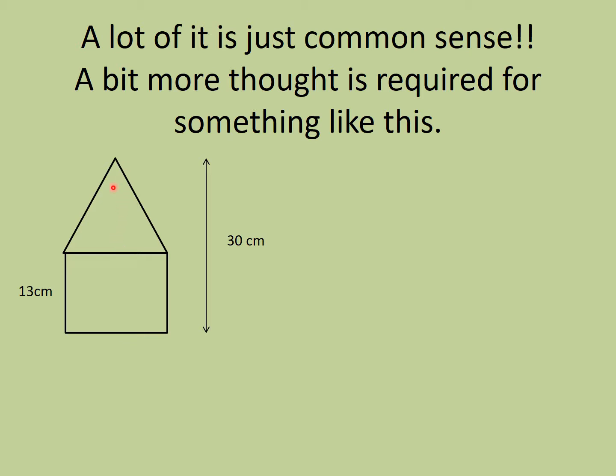But we don't know the vertical height of it. That's okay. Out here, the whole length of the shape is marked as 30 centimetres. So if it's 13 from there to there, it has to be 17 from there to there to make up the 30 centimetres. So it's not marked on the diagram, but just by a little bit of common sense, you can pretty quickly work out that the vertical height of the triangle is 17, because 17 and 13 is 30.